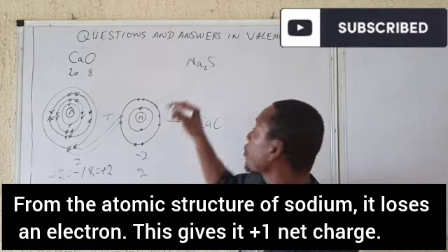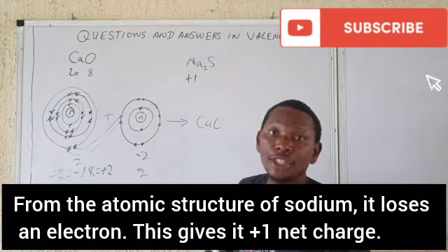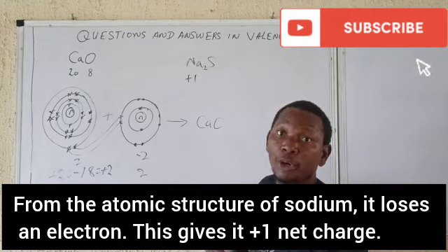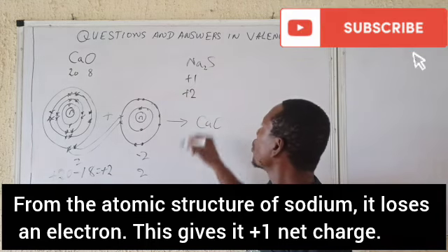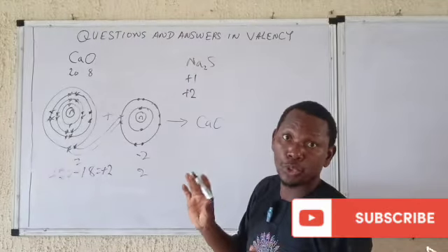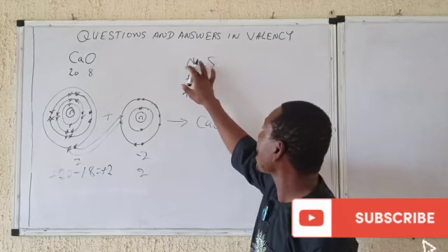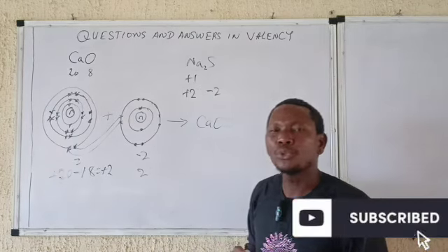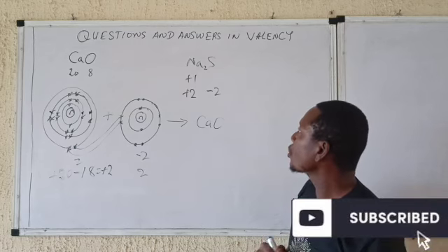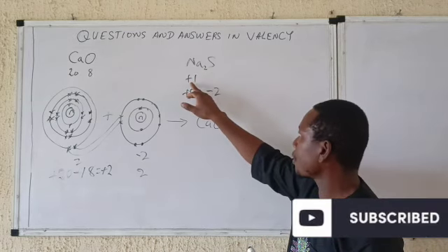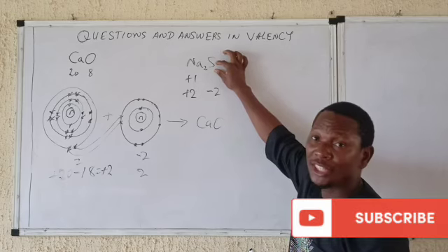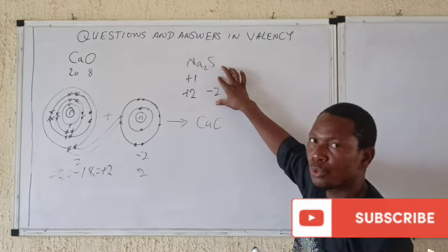We know that sodium has a +1 net charge. But if the +1 is multiplied by 2, it becomes +2. So the 2 together is +2, which simply means that for this to balance, it must be minus 2. Note this, please: the oxidation number of sodium here is +1, and the oxidation number of sulfur is minus 2.